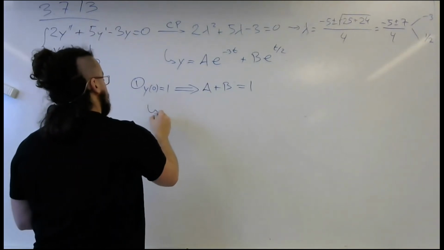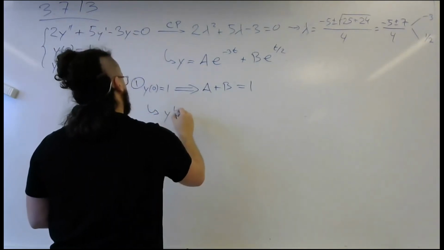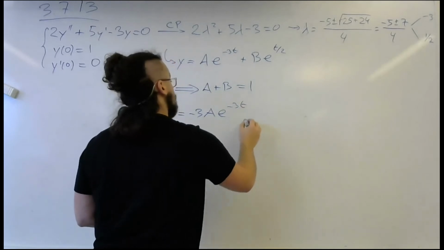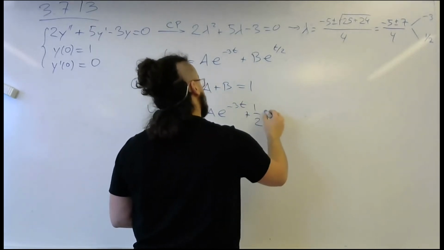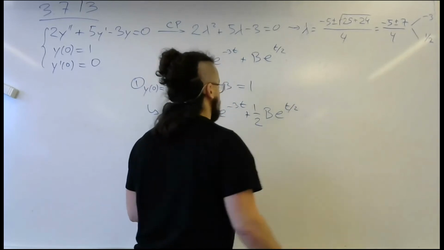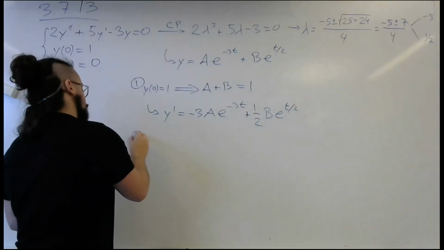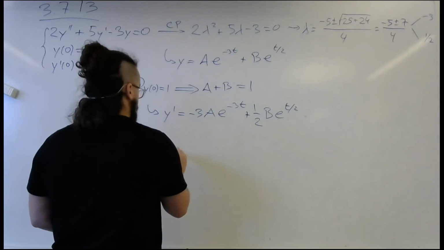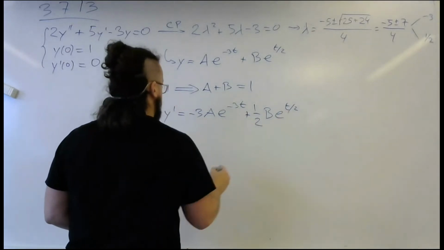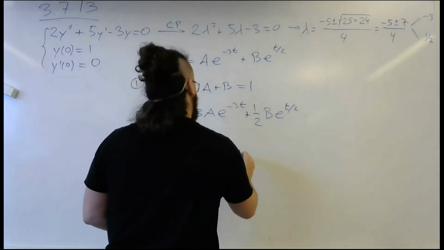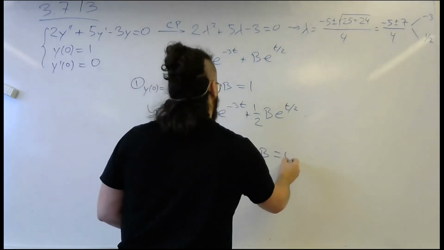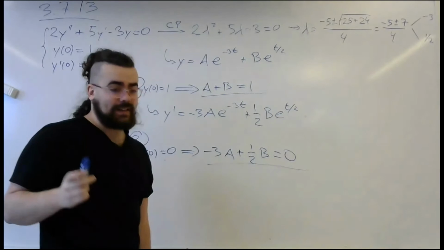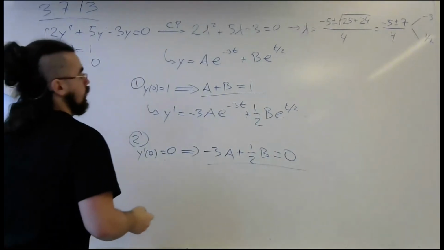And now I'm going to differentiate the equation, y prime. We have minus 3a e to the power minus 3t plus 1/2 b e to the power t halves. And now we are applying initial condition number 2, which says y prime of 0 equals 0. This means this becomes 1, this becomes 1, minus 3a plus 1/2 of b equals 0. And this is a 2 by 2 linear system. So let's solve it.